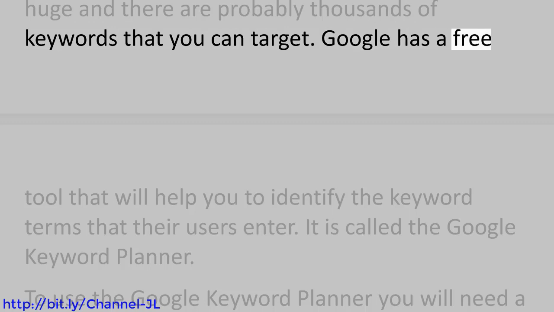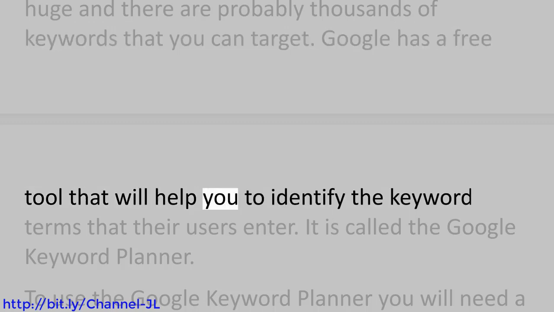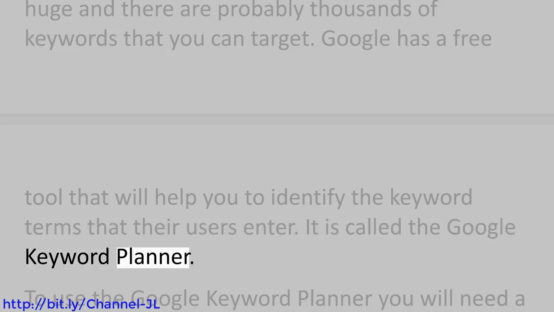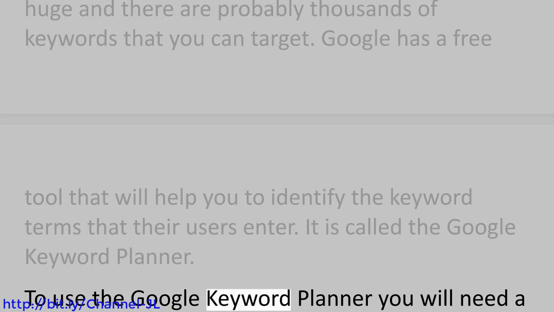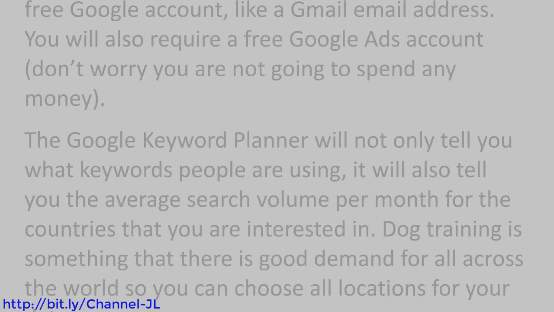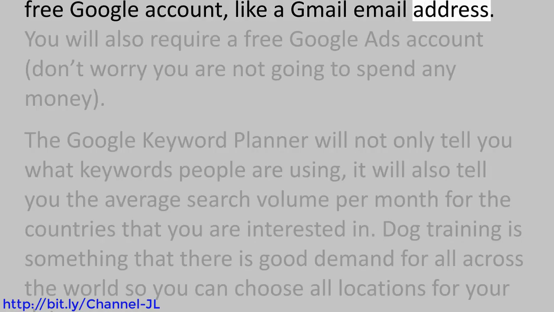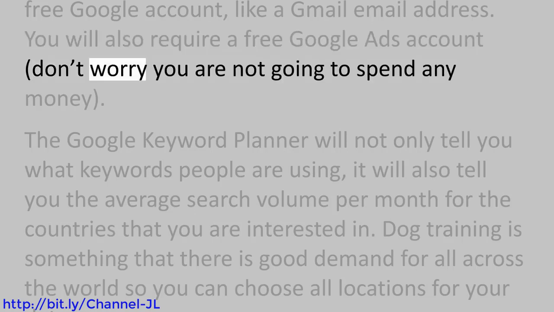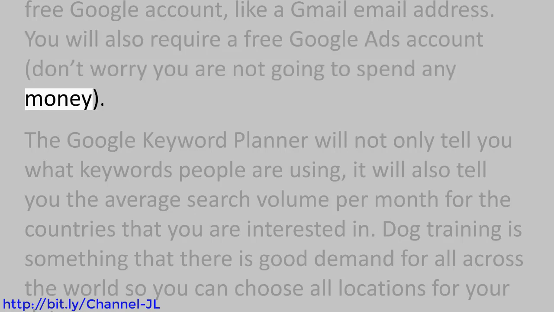Google has a free tool that will help you to identify the keyword terms that their users enter. It is called the Google Keyword Planner. To use the Google Keyword Planner, you will need a free Google account, like a Gmail email address. You will also require a free Google Ads account. Don't worry, you are not going to spend any money.